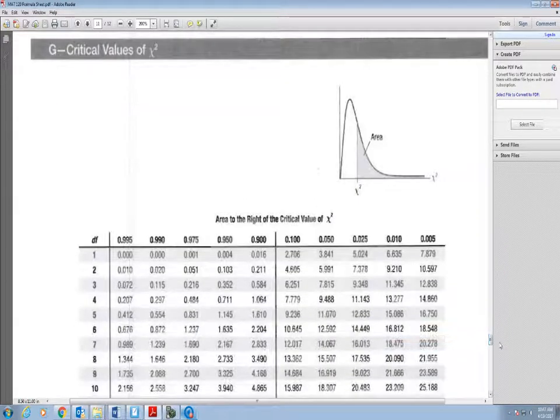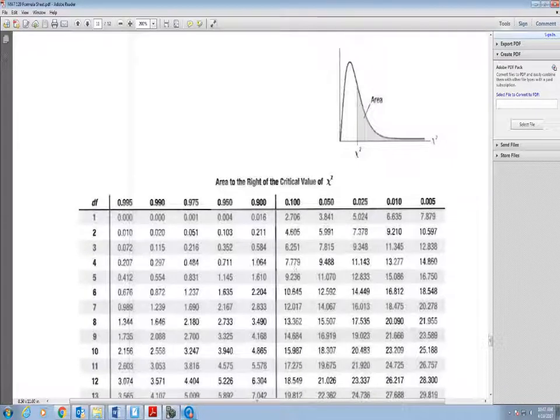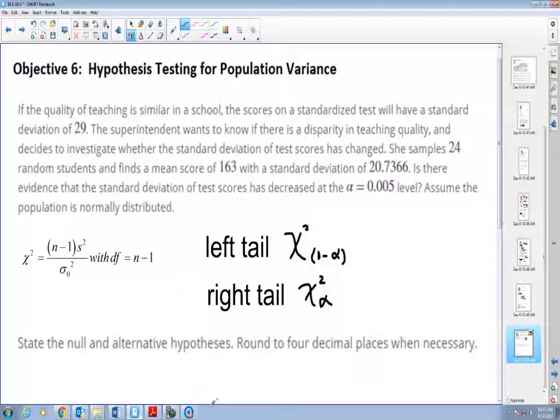So let me go to my chi-square real quick. Alright. Let's check this out, okay? Let's see how we do this problem. If the quality of teaching is similar in a school, the scores on the standardized test will have a standard deviation of 29. So that's probably the number we're going to be testing. The superintendent wants to know if there is a disparity in teaching quality and decides to investigate whether the standard deviation of the test score has changed. So they're claiming the standard deviation will be plus or minus about 29 points on the standardized test.